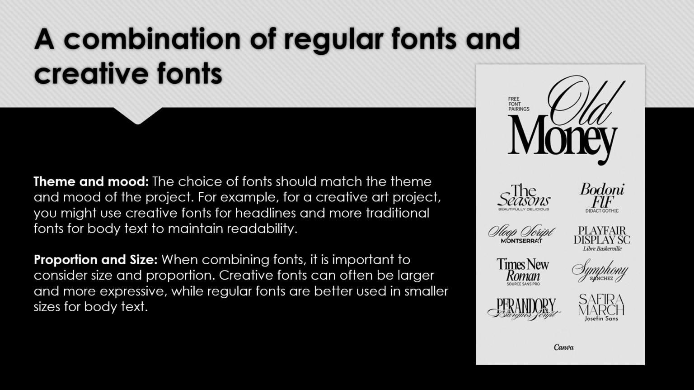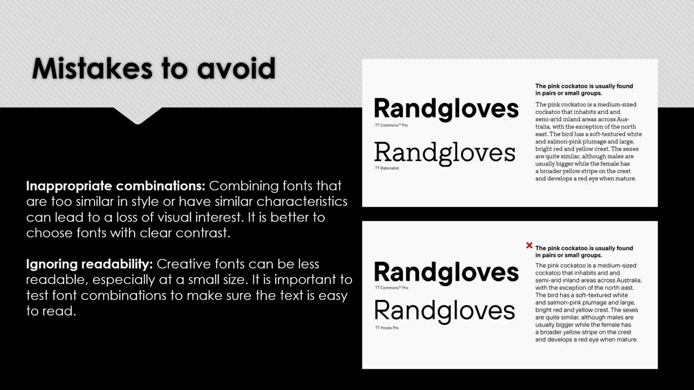For example, for a creative art project, you might use creative fonts for headlines and more traditional fonts for body text to maintain readability. Proportion and size. When combining fonts, it is important to consider size and proportion. Creative fonts can often be larger and more expressive, while regular fonts are better used in smaller sizes for body text. Mistakes to avoid.